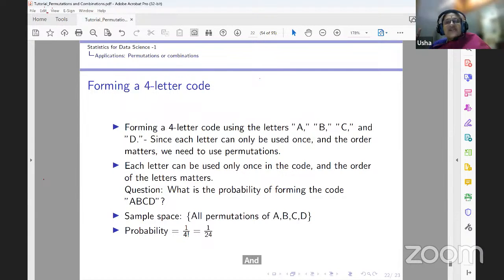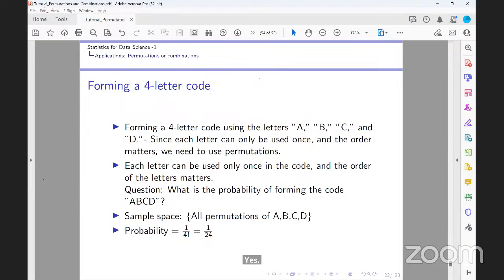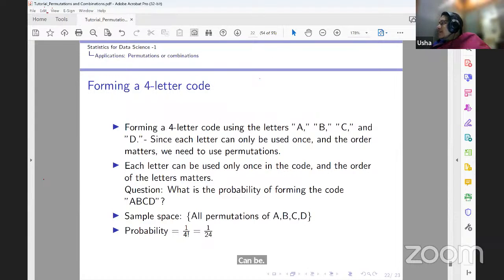Who runs? Yes, there's an order. Yes, ma'am. What will it be? It would be a permutation.